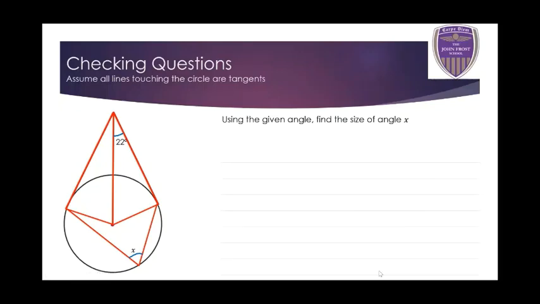So final checking question of the lesson now. Using the given angle, we need to find the size of angle X, okay? So we need to find angle X at the bottom of the shape, and all you're given is one angle, 22, in one part of the top part of the shape. Okay, so pause the video and have a go at this checking question. Okay, best of luck.